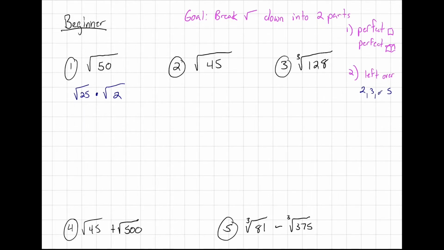Let me switch to a pen. It is 5. And then the square root of 2, nothing happens to it, we just rewrite it. And so now you've been able to take your square root of 50 and simplify it.